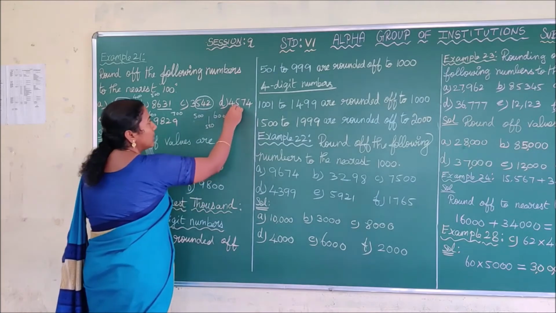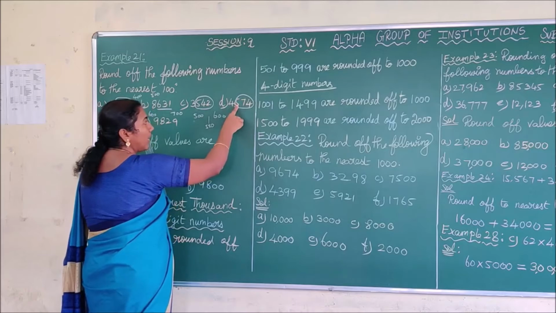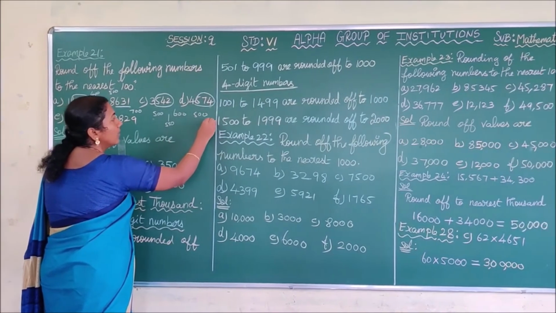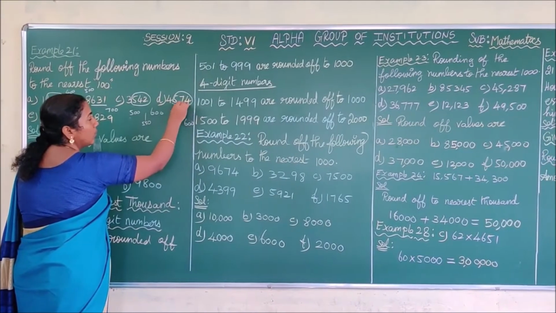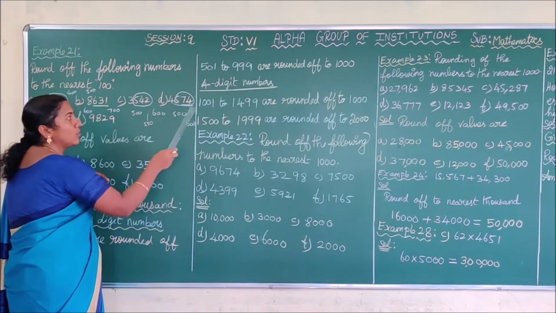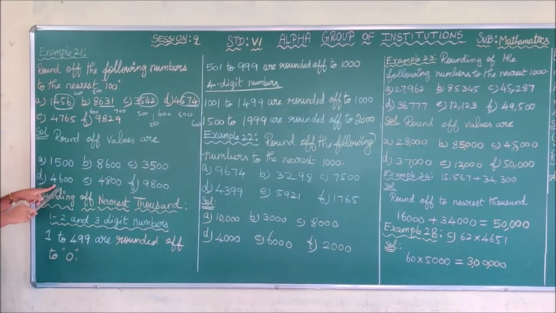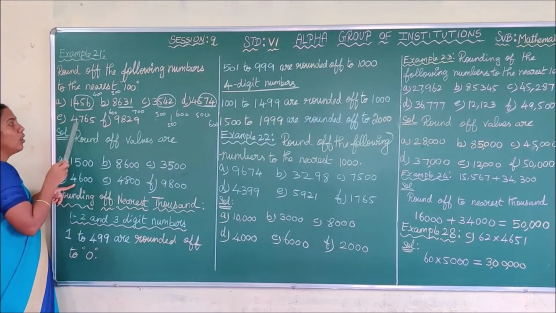4574. You have to consider this 3 digit number, 574. It lies between 500 and 600. So it is more than the 50 number. So you have to round this up to 600. So your answer is 4600. Clear, children? See the next one.